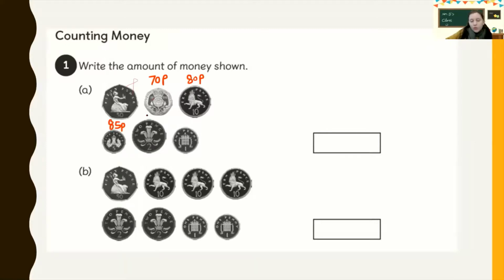Now add another 2, 85, 86, 87. One more is 88p. Super.